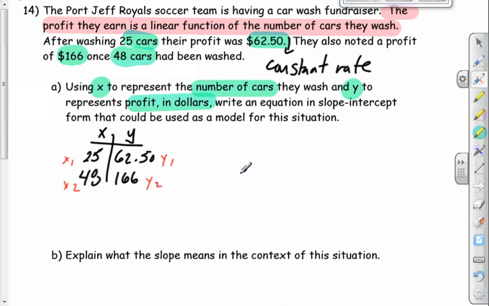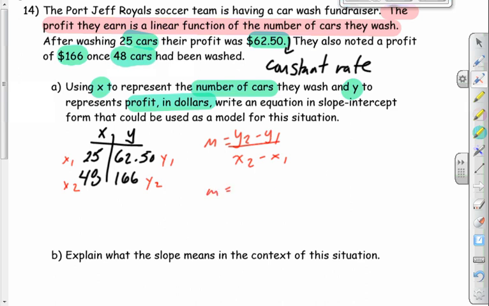What this will do is help us apply these to the slope formula. So if we want to find out the equation that models this situation, we need to know two things. A, how much are they charging per car? And B, what was the y-intercept? What amount of money did they start with?